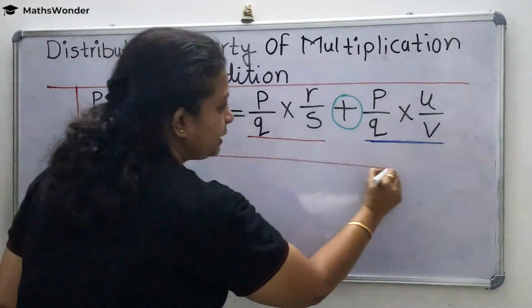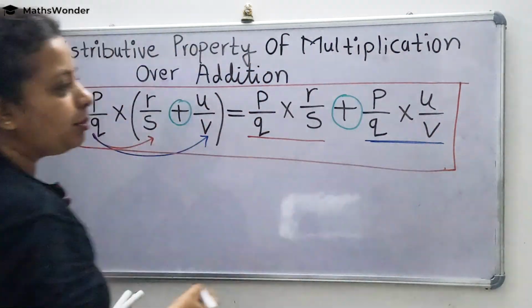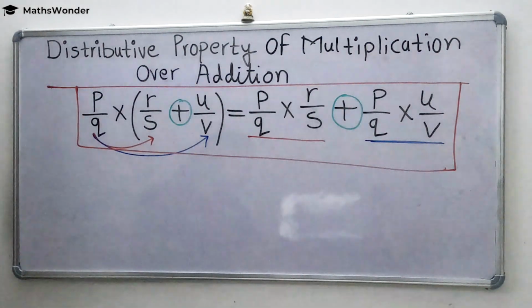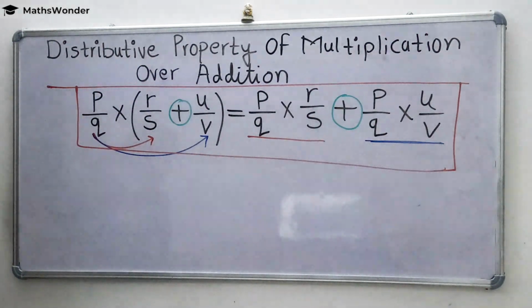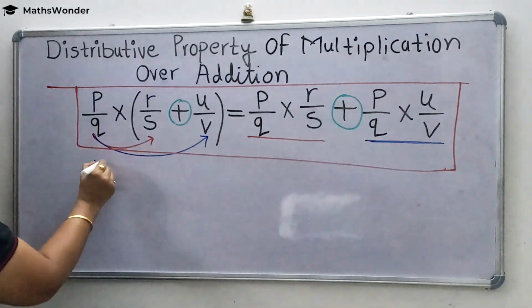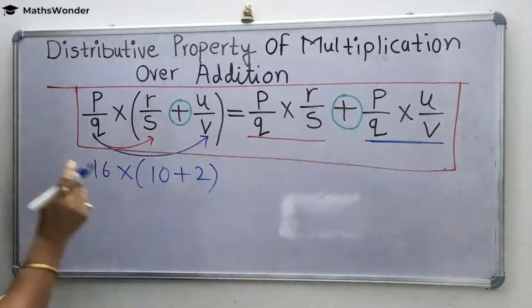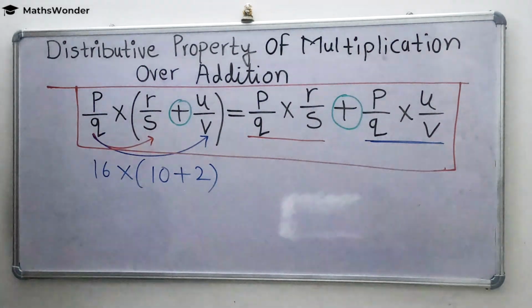Now the distributive property is a very important property for further topics. Now come to the example directly. I am taking the rational number example, okay, or should I take the natural number example first? If I take the natural number example, like 16 times (10 plus 2), see, all are natural numbers.